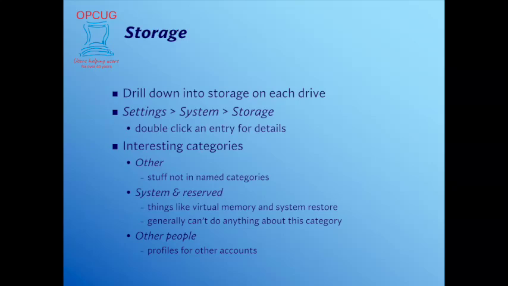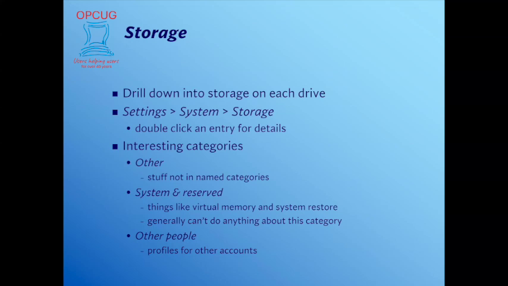Either they're inconsequentially small, or if they're taking up a lot of space, maybe you want to move them to another disk, or delete them if you no longer need them, or anything like that. There are a number of interesting categories in there that you might want to look at. Other is just everything that is not in the named categories above that. So it's always worth looking into that if it's got big numbers on it. System and reserved, I never even look at that. Don't touch anything that's in there. Generally speaking, you cannot do anything about any of the disk space that is being used by system and reserved. Just leave it be.